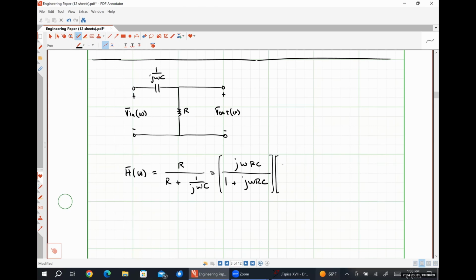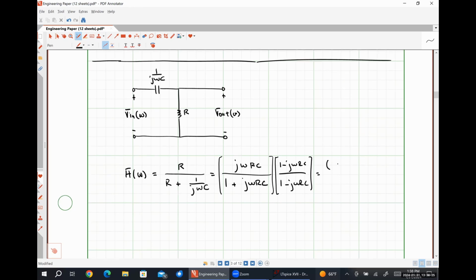I'm going to multiply this by (1 minus jωRC) over (1 minus jωRC). And what I wind up getting is negative j squared, so that's going to be positive 1, plus (ωRC) quantity squared over 1 plus (ωRC) quantity squared. And then I have plus j times ωRC over 1 plus (ωRC) quantity squared. If I did that mental math correctly, let me double check that just really quick.